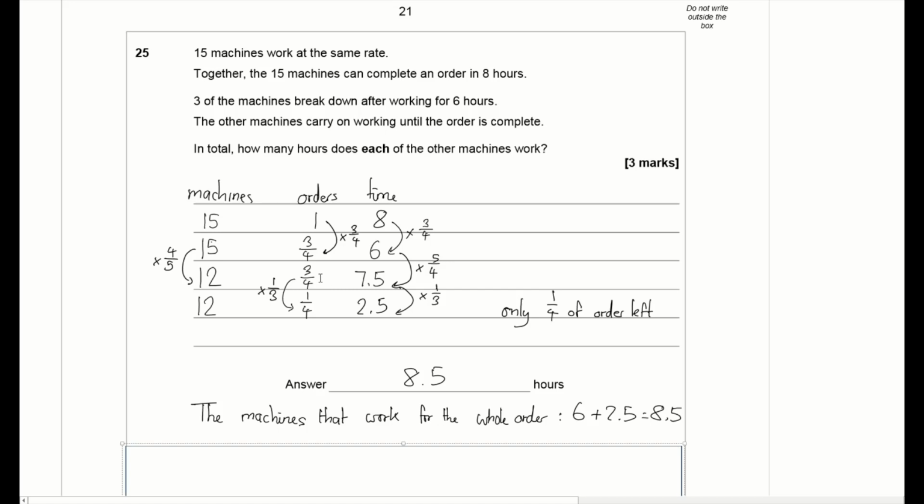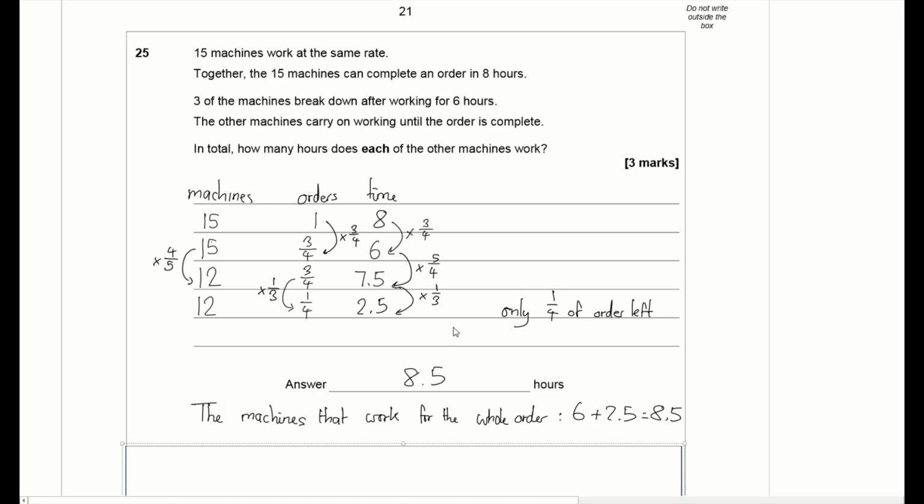We only needed to complete 1/4 of an order. So note the machines this time are fixed at 12. How do you get from 3/4 to 1/4? Well, that's really just timesing by 1/3, 1 divided by 3 if you like. Now, orders and time are directly proportional, so we also multiply the time by 1/3 as well. 7.5 times 1/3 is the same as dividing it by 3, so it's 2.5.